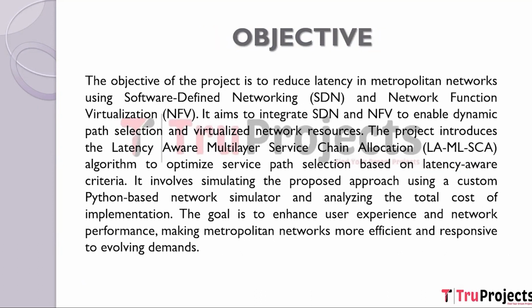Objective. The project aims to reduce latency in metropolitan networks by integrating software-defined networking, which is SDN, and network function virtualization, which is NFV. It introduces the latency-aware multi-layer service chain allocation, which is the LA-ML-SCA algorithm, optimizing service path selection based on latency-aware criteria. The project simulates the approach using a Python-based network simulator and analyzes implementation costs. The goal is to improve user experience and network performance, making metropolitan networks more efficient and responsive to evolving demands.